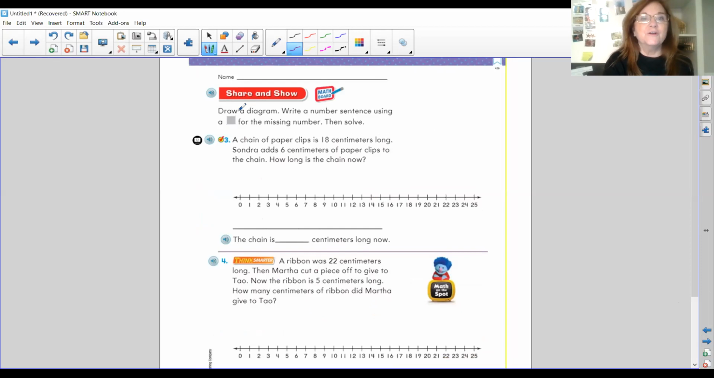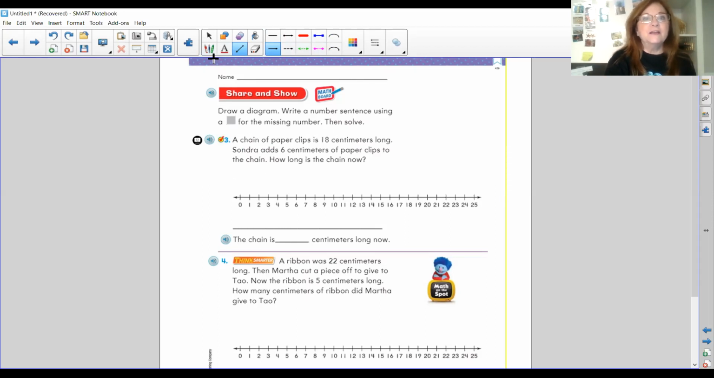Okay, for share and show, draw a diagram and write a number sentence using a box for the missing number, then solve. A chain of paper clips is 18 centimeters long. Sandra adds 6 centimeters of paper clips to the chain. How long is the chain now? Okay, so I see that it's adding. So we want to get our arrow again, and we're going to start out with a chain of 18 centimeters.